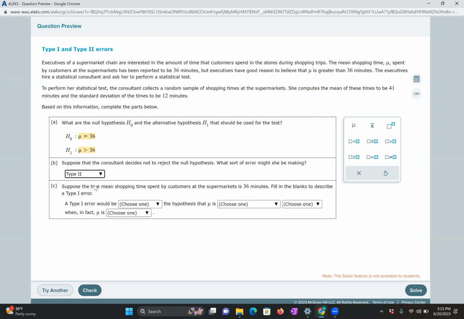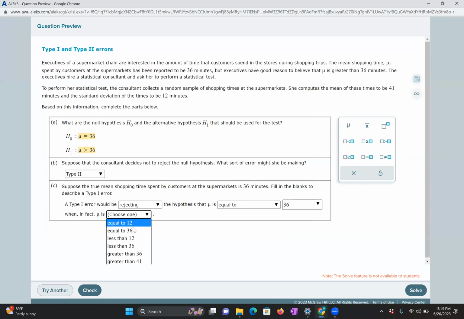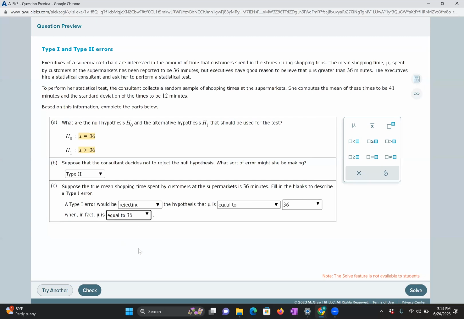In this case, it was type 2. In this case, we were good here where this is failing to reject. Well, no, actually this would be rejecting the null hypothesis that this is actually equal to 36, when in fact it is equal to 36. So again, type 1 error is the possibility that you would reject a true null hypothesis.